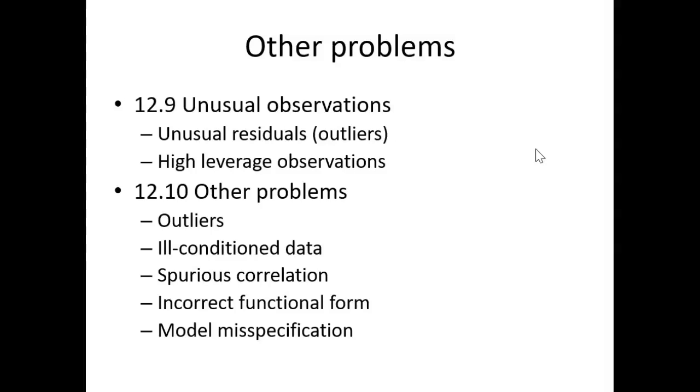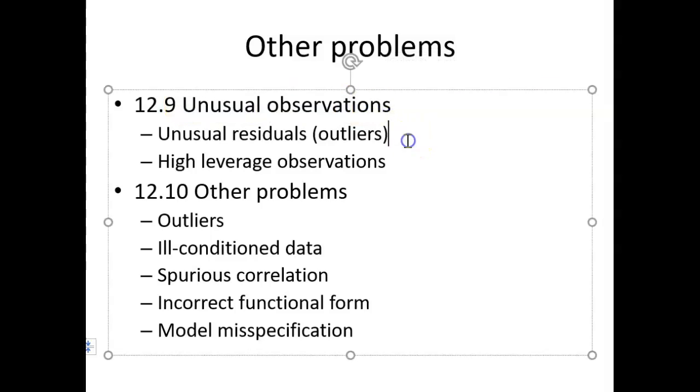a regression line. So in section 12.9 we'll talk about unusual observations, and these are unusual residuals, and another term for these is outliers. Now the textbook reserves outliers for the first entry in section 12.10, but I consider these unusual observations as potentially outlying observations. And then there are things called high leverage observations. And in section 12.10, we'll talk about other types of outliers, what's known as ill-conditioned data.